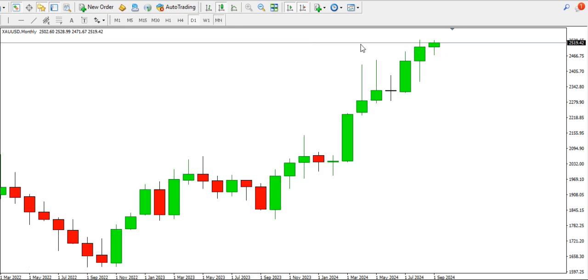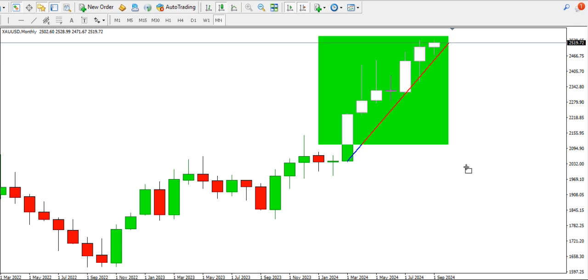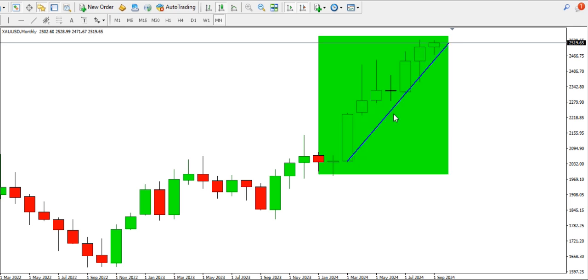On the monthly time frame, we can see that the price of gold is currently going up. We have more green candles on the chart, especially around this particular area of the chart, showing that the buyers' presence is still strong on the monthly time frame. Just one bearish candle or doji, and the rest are green candles.